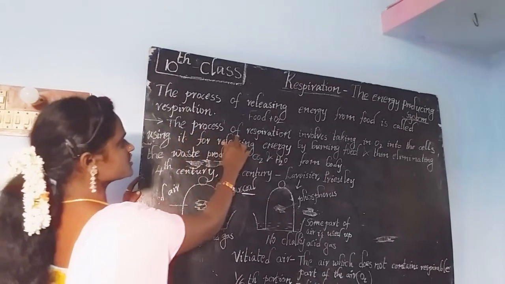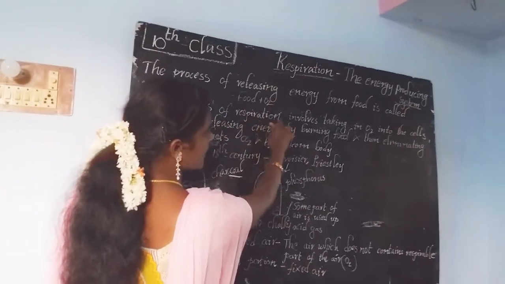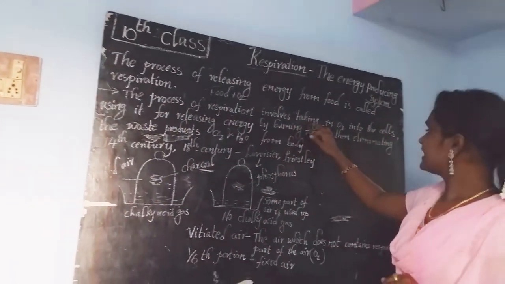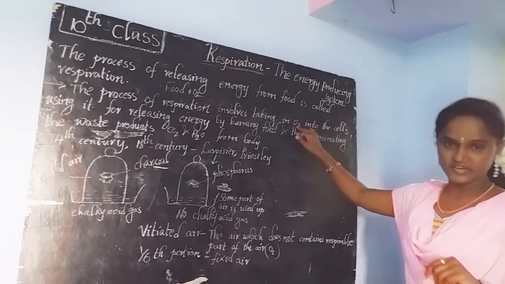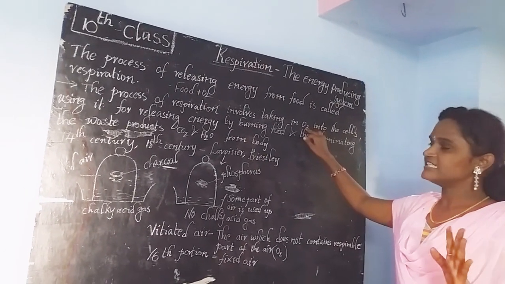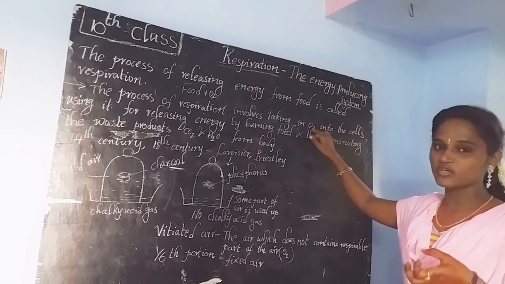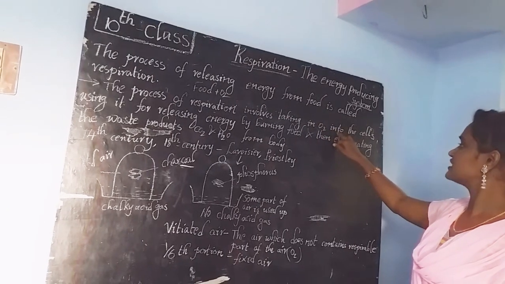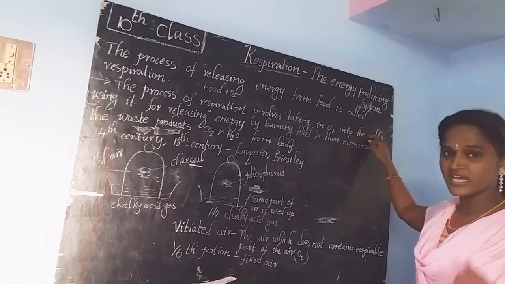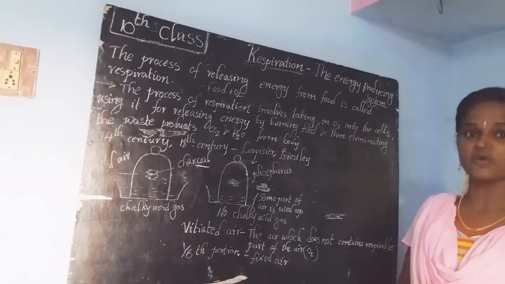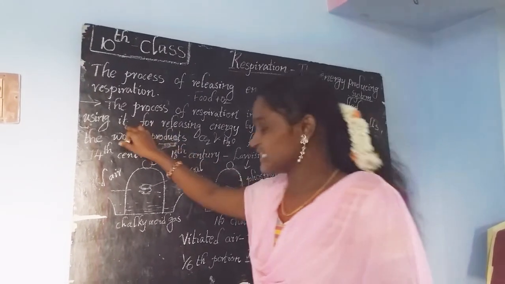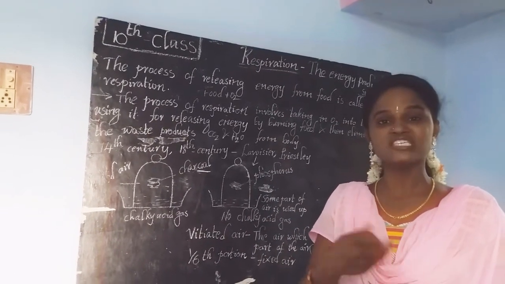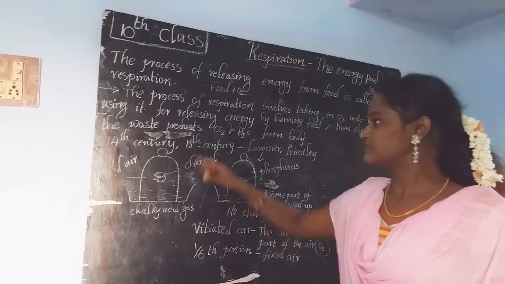See here, the process of respiration involves taking in oxygen, and we also know that respiration indicates taking in oxygen and releasing out carbon dioxide. Is it right? Taking in oxygen into the cells. Where are we taking oxygen into our body? Cells. After receiving oxygen, we are using the oxygen inside our cells.